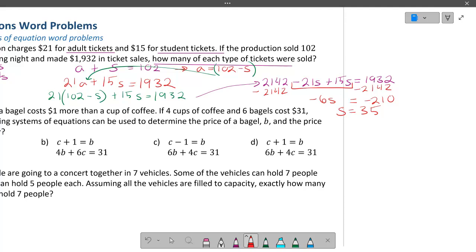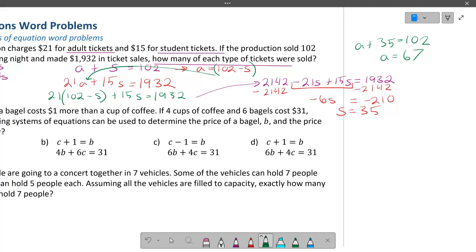You put it in the second one? Is that going to be the easiest way? This one's going to be way easier, right? If the total of the two tickets has to be 102, it's going to be way easier to plug it into this one. Can you do the other one? Absolutely. But we're racing the clock in this case, right? All right, we get the number of adult tickets and we get the number of student tickets.